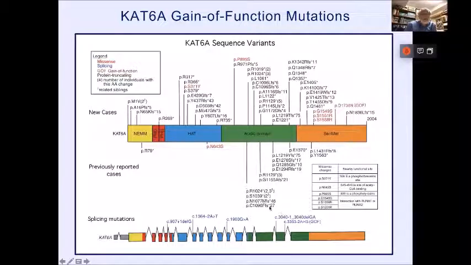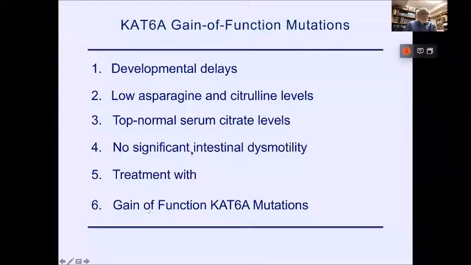The genetic details are not as important as the clinical findings, because what made us think that we had a gain of function mutation is that the children have developmental delays, not greatly different from CAT6A, but instead of having high asparagine and citrulline levels, they had low asparagine and citrulline levels. Similarly, these two children had high citrate, rather than low citrate levels. They also had no significant history of intestinal dysmotility.